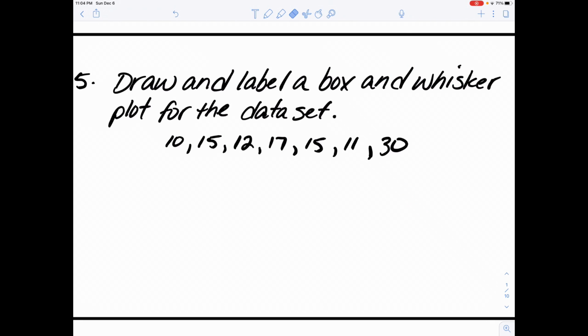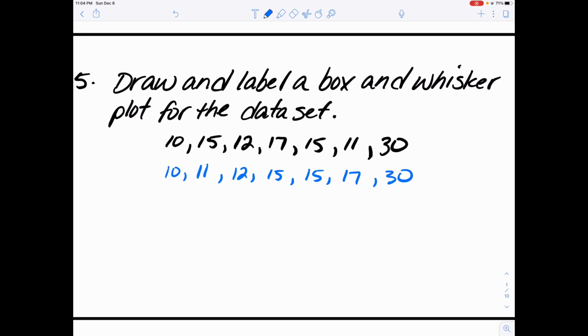Question number 5 says, draw and label a box and whisker plot for the data set. So let's talk about a box and whisker plot, how to do it, and why we do it. One of the first things you need to do is rearrange your data set in ascending order, which means from smallest to largest. So I'll do that first. We have a 10, 11, a 12, a couple of 15s, a 17 and a 30.